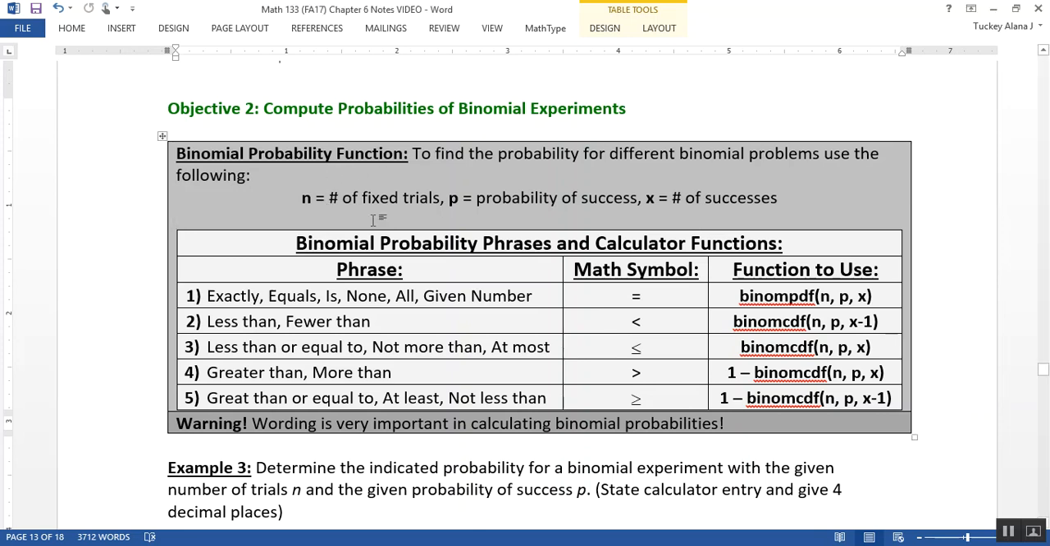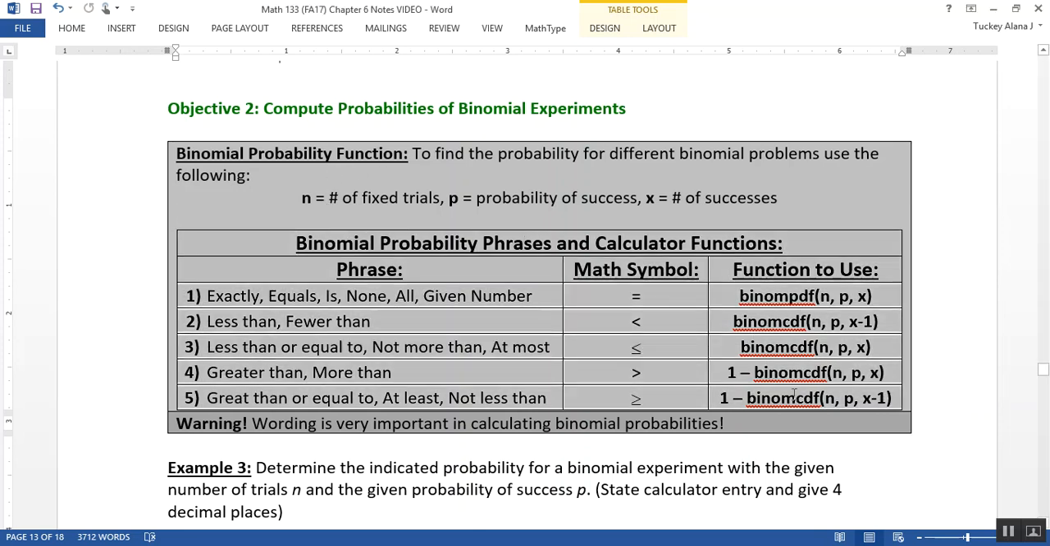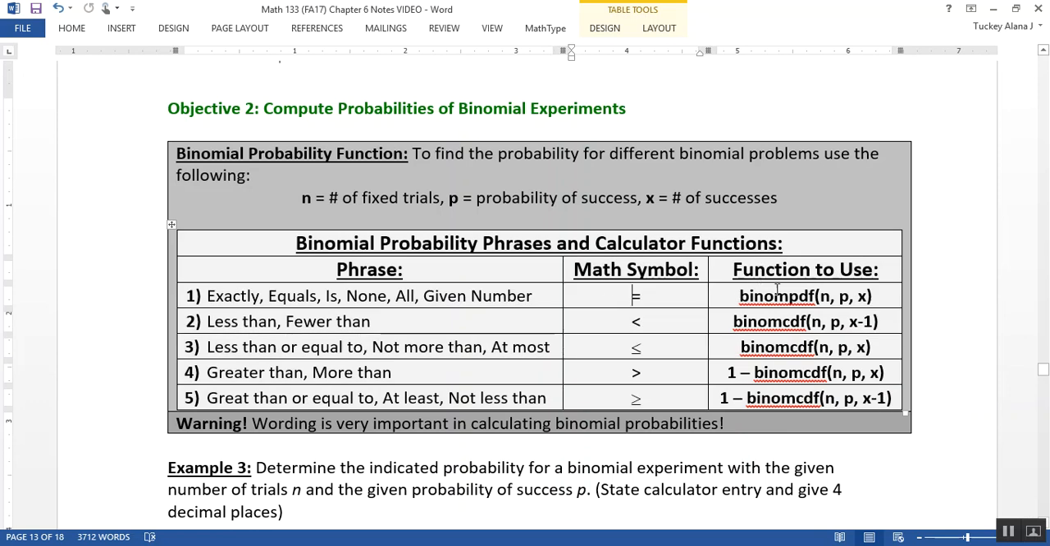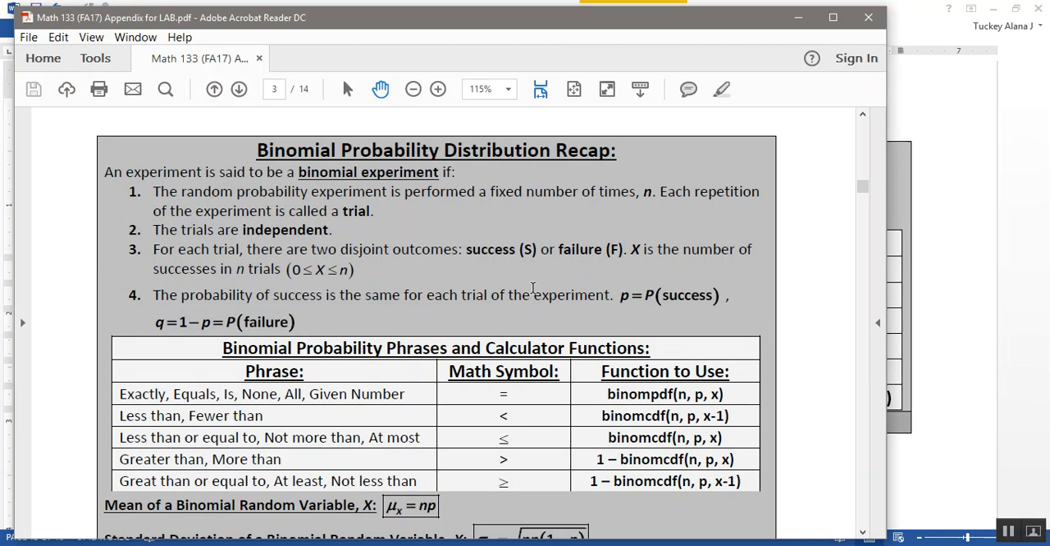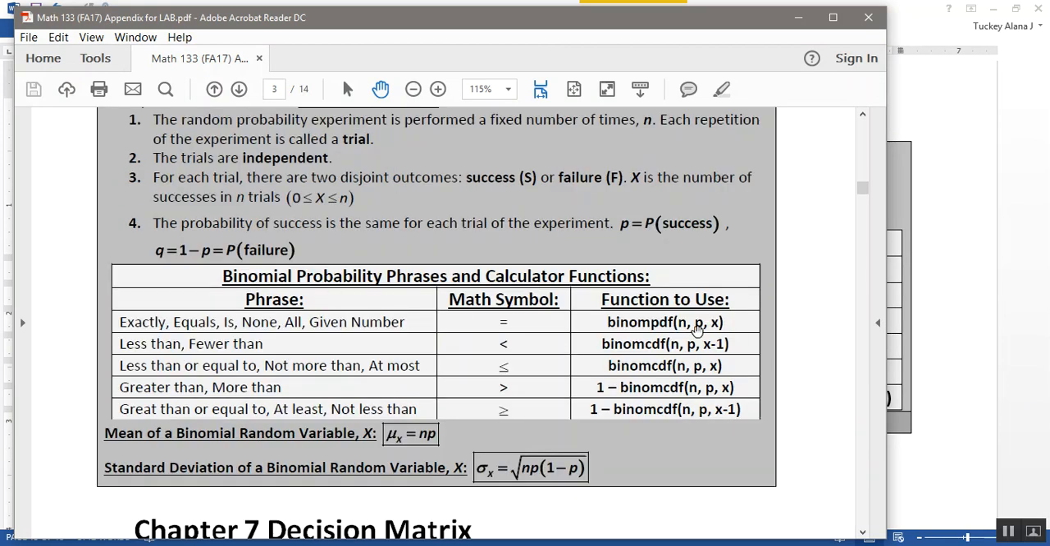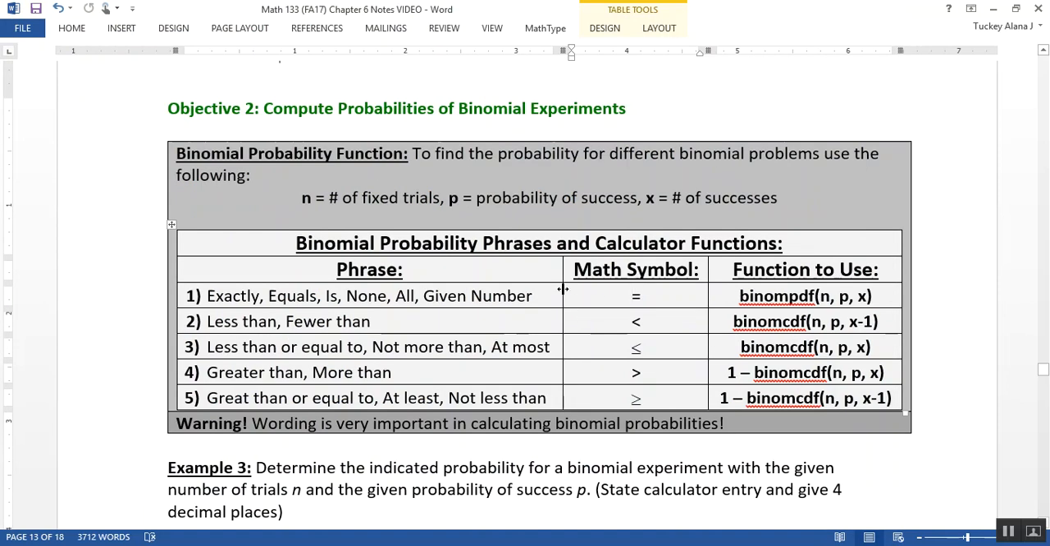Now notice that there is a table right here that has what to type into the calculator over here on the right, and you're going to use this. It's also on your formula sheet for your exams, so you don't have to memorize any of this, you just have to be able to use it. Alright, so let's look down here.